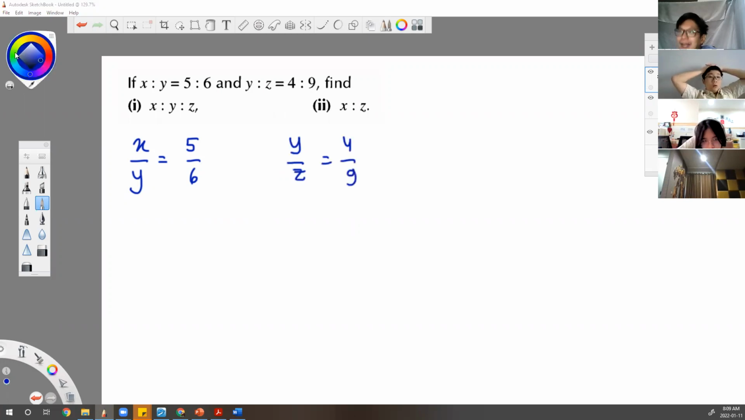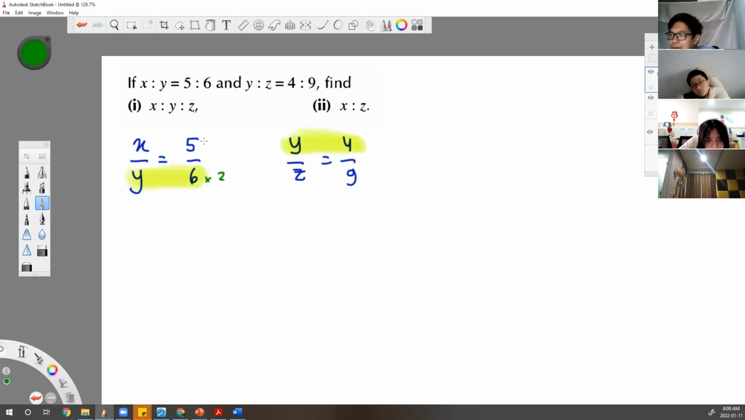Yang aneh siapa? Yang aneh Y-nya lagi. Kebetulan Y. Bisa yang lain nggak? Bisa. 6 sama 4. Right? 6 and 4 enaknya jadi berapa? 12 kan? Yang paling dekat aja, jangan 24 ya, capek loh. Ini jadi times 2, times 2. Ini times 3, times 3. Right?